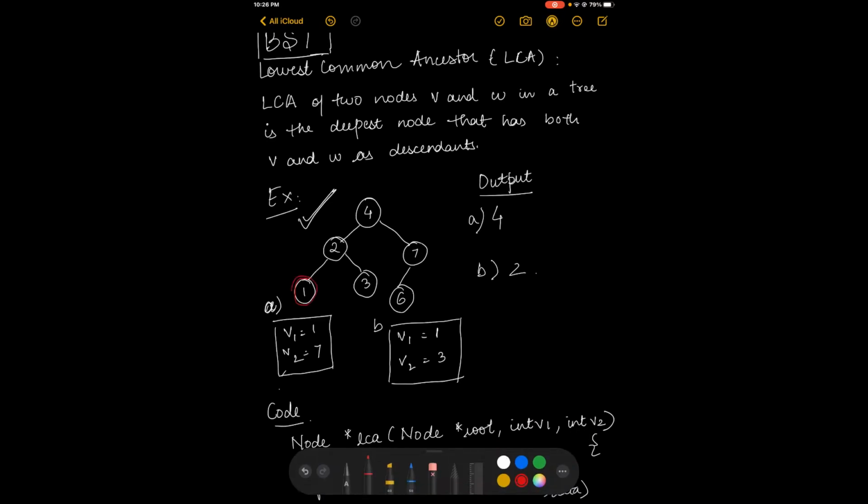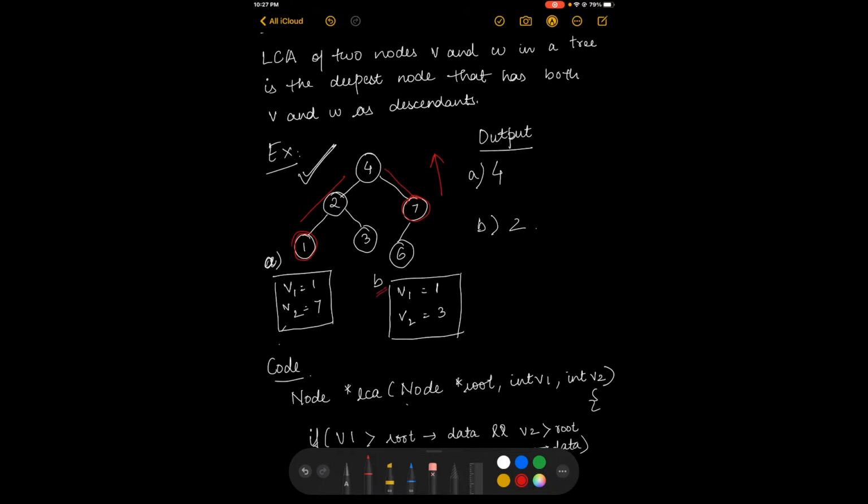So this node and this node, it is clearly seen from the diagram of the BST that the only common node that they have is 4. So, 1 and 7 are the descendants of the common node 4, and it is also the deepest. Since it is the only node, it is also the deepest. So, basically, the ones which are present higher will be the deeper nodes.